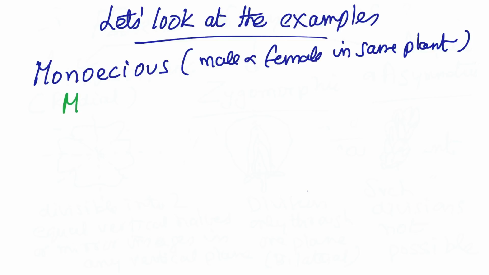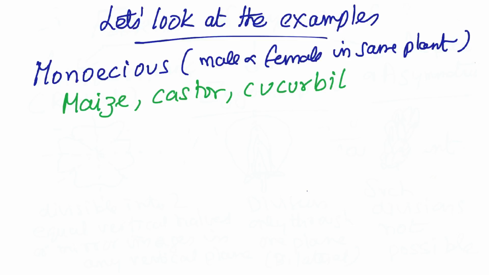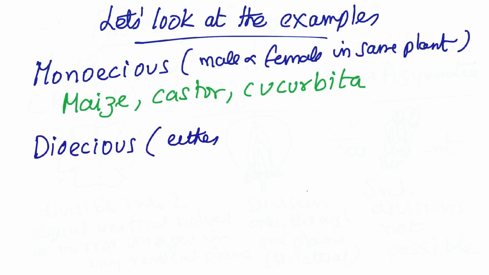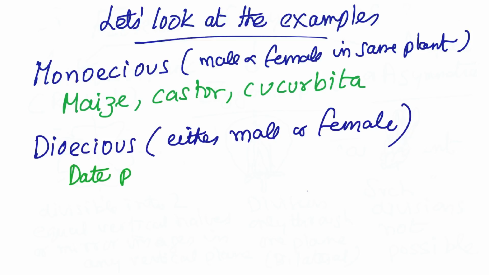So what are the examples of monoecious plants? You have maize, we have castor, we have the case of cucurbita. So these are the examples of monoecious plants. What about dioecious? That means either the male or the female flower is present in a plant. That is, both flowers are not there. Either it will be male or female. So for dioecious, the examples are date palm. Then we have mulberry.